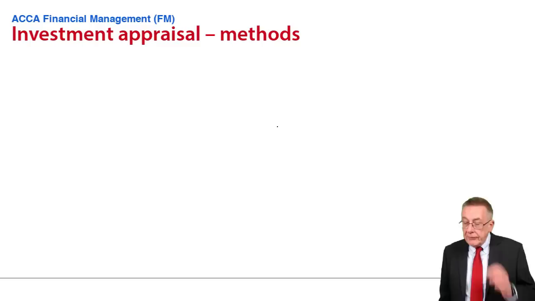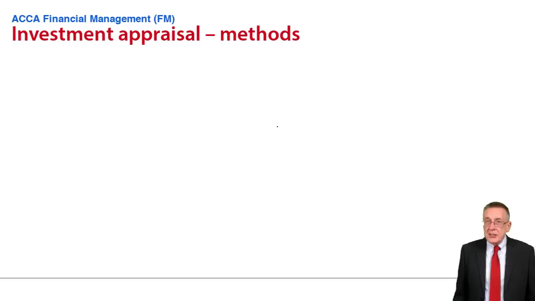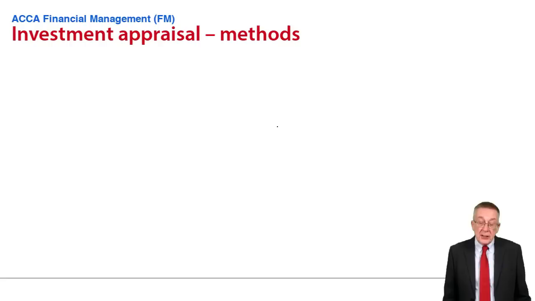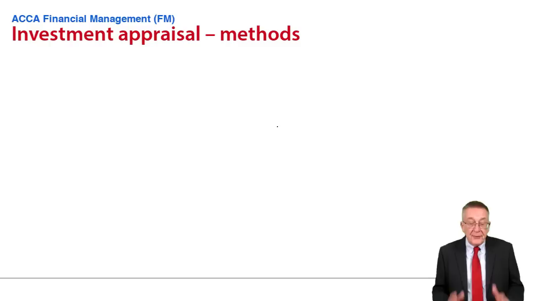Now, everything in this first chapter, which I've said methods, the basic calculations, is revision from paper F2. And so I shouldn't need to spend too long. I will quickly revise. There are three methods to be aware of, which I'll go through, but by far the most important one is discounted cash flow.